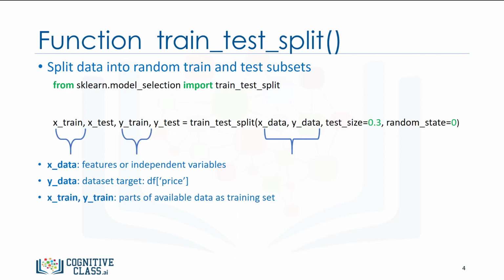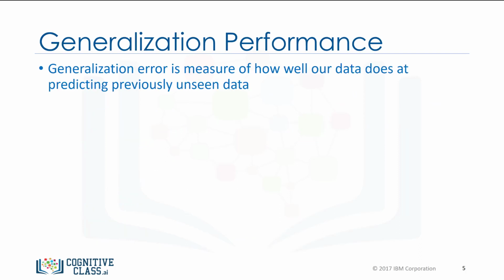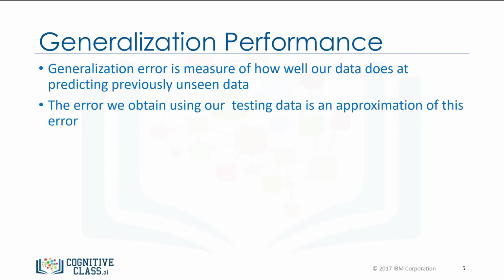The output is an array: x_train and y_train, the subsets for training, and x_test and y_test, the subsets for testing. In this case, the test size is a percentage of the data for the testing set. Here it is 30%. The random state is a random seed for random dataset splitting. Generalization error is a measure of how well our model does at predicting previously unseen data. The error we obtain using our testing data is an approximation of this error.